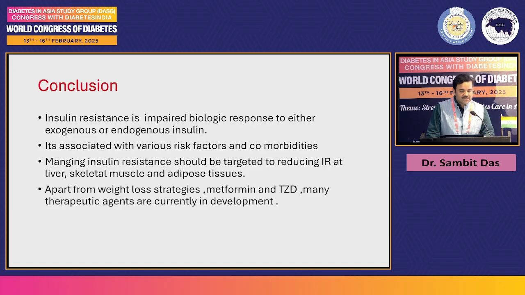So coming to the conclusion, insulin resistance is an impaired biological response to either exogenous or endogenous insulin. It is associated with various risk factors and comorbidities which I have discussed. Managing insulin resistance should be targeted to reducing the insulin resistance at 3 points: the liver, skeletal muscle and the adipose tissue. Currently we have metformin and thiazolidinediones only in our hands for both the liver and the adipose tissue insulin resistance, but many therapeutic agents which are targeted at the liver and the skeletal muscles are also in the pipeline, mostly in phase 2 and 3 clinical trials.